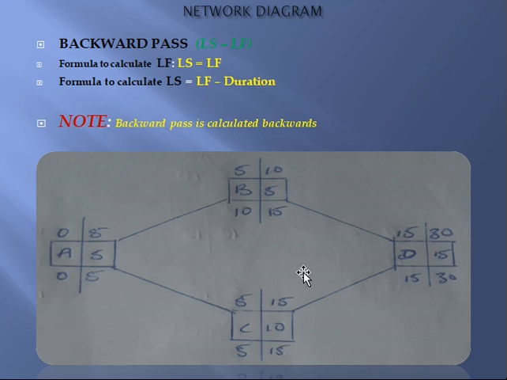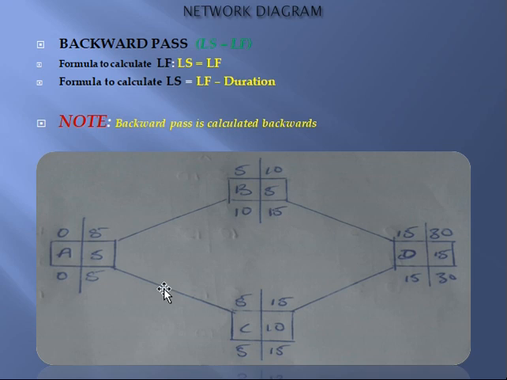Now the next step is to calculate the late start for activity B. To calculate the late start, the formula says LF, which is late finish, minus duration. That is to say, you simply subtract your duration of 5 from your late finish of 15, and you get your late start of 10 here. You do the same thing for activity C. Your late finish, which is 15, minus 10, which is the duration, and you get 5 as your late start for activity C. You understand? Then we move on to activity A.